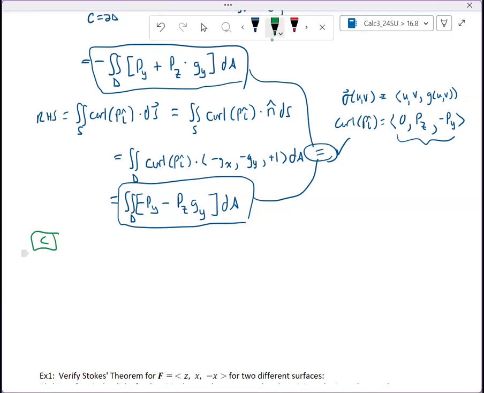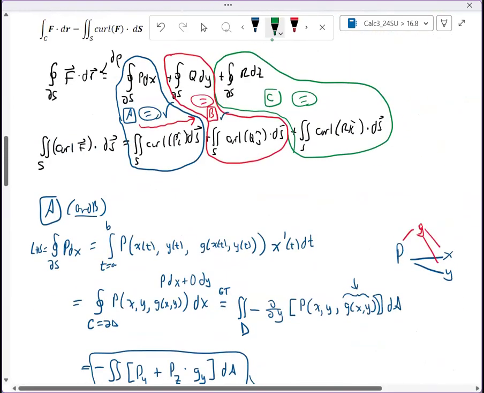Okay, so let's take a look at C. Again, we're going to take the same approach. We're going to make our left-hand side equal something, make our right-hand side equal something, and then show that those two somethings are the same. So first, let's look at the line integral.